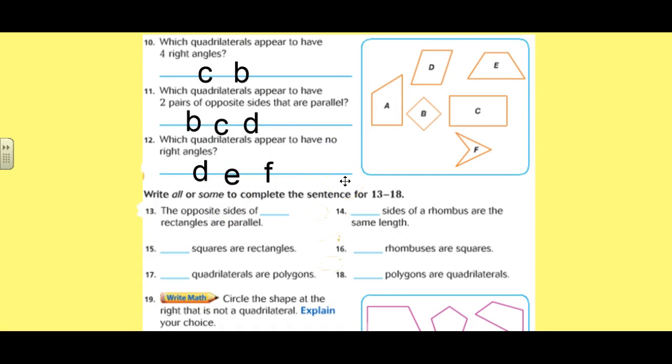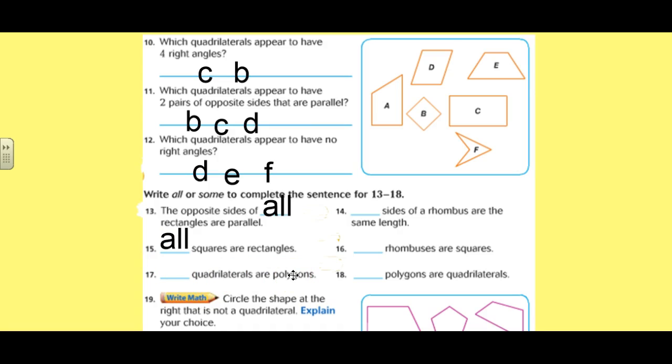Okay. Next one says write all or some to complete the sentence for 13 through 18. So 13 says the opposite sides of all or some rectangles are parallel. And we know that all the rectangles have opposite sides that are parallel, so we're going to put all. Blank squares are rectangles. All squares are rectangles, and we learned that from the beginning, that a square can be a rectangle. Blank quadrilaterals are polygons.